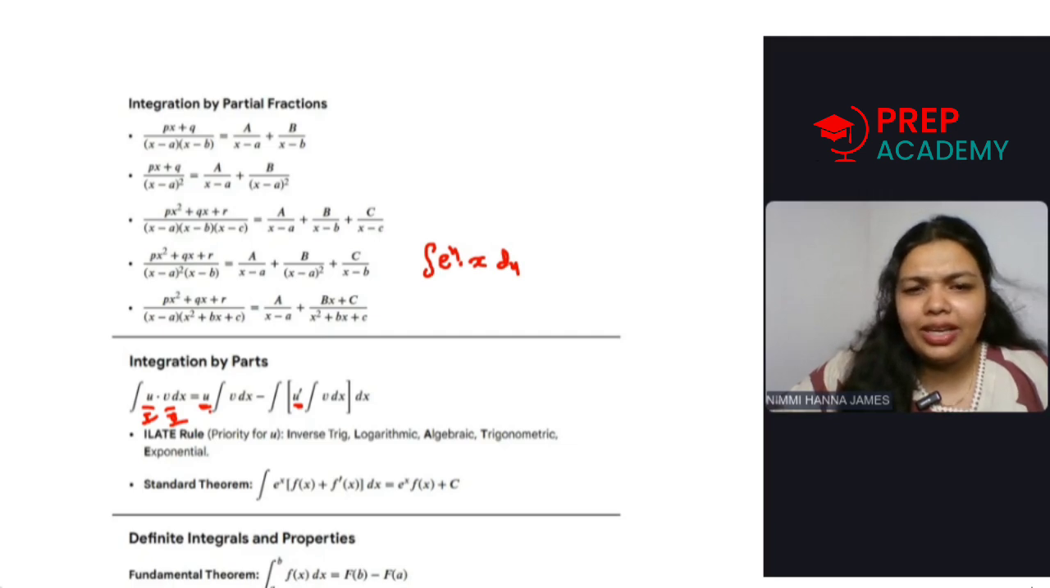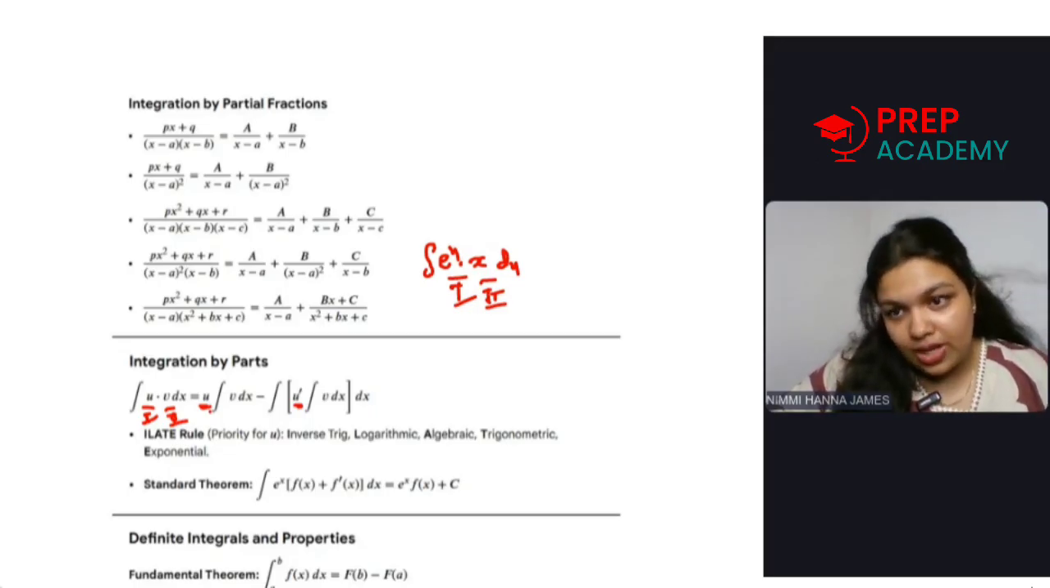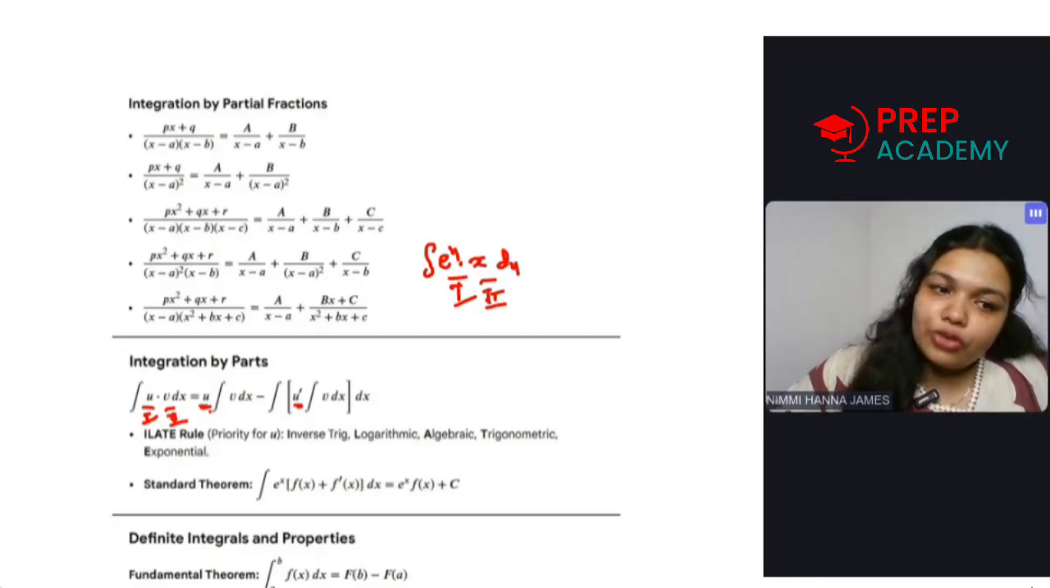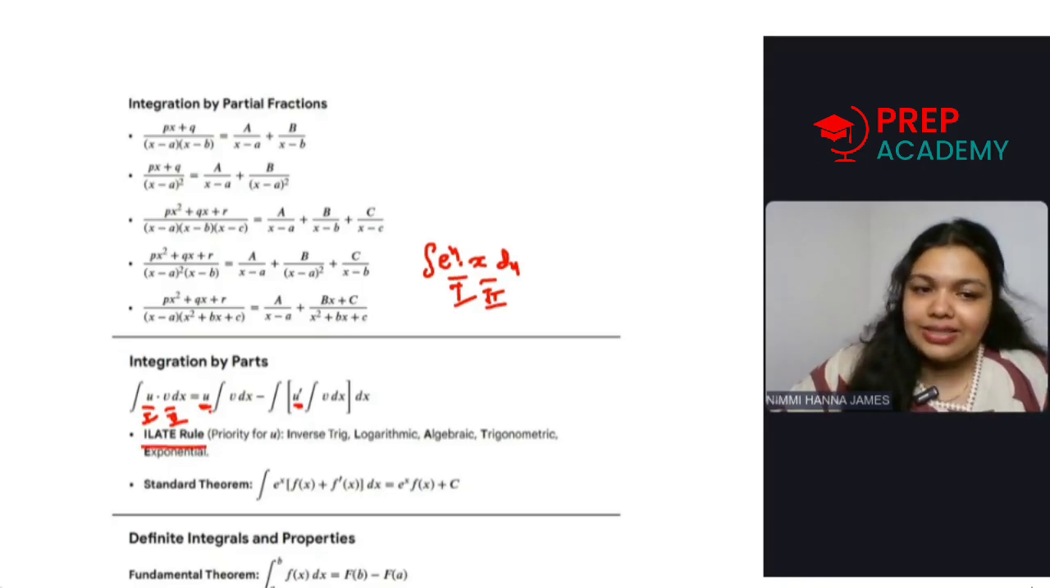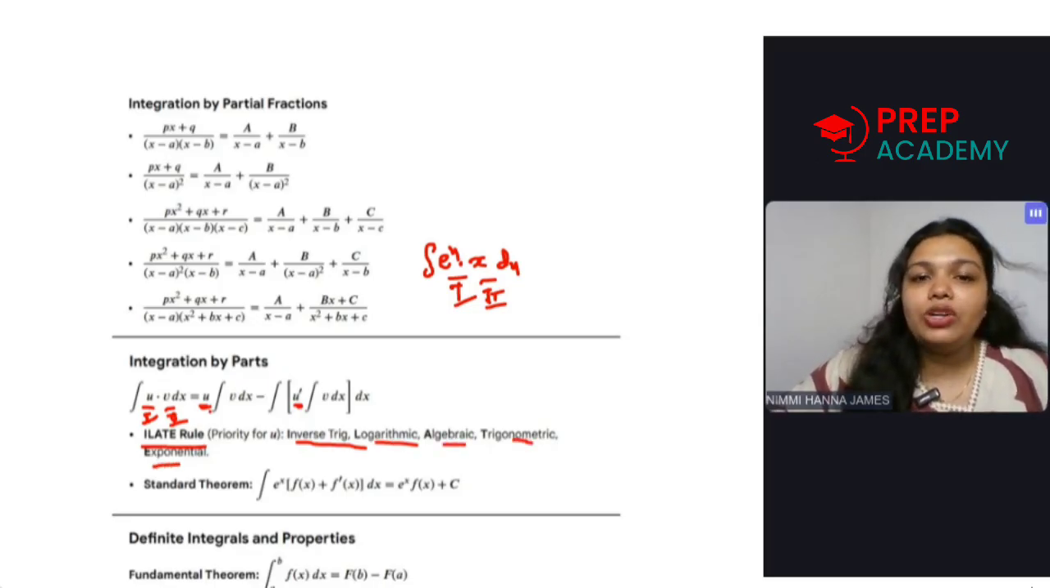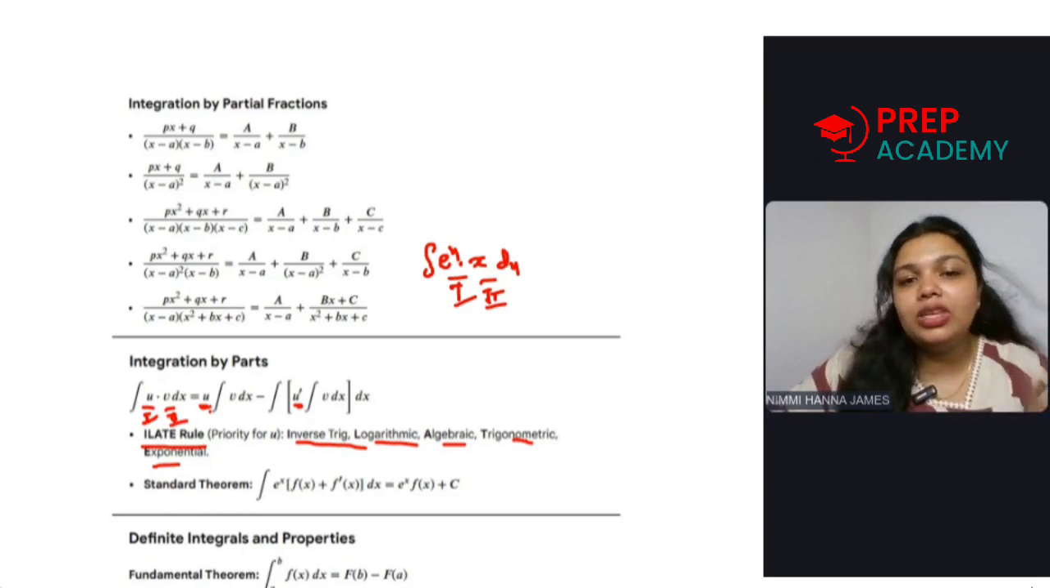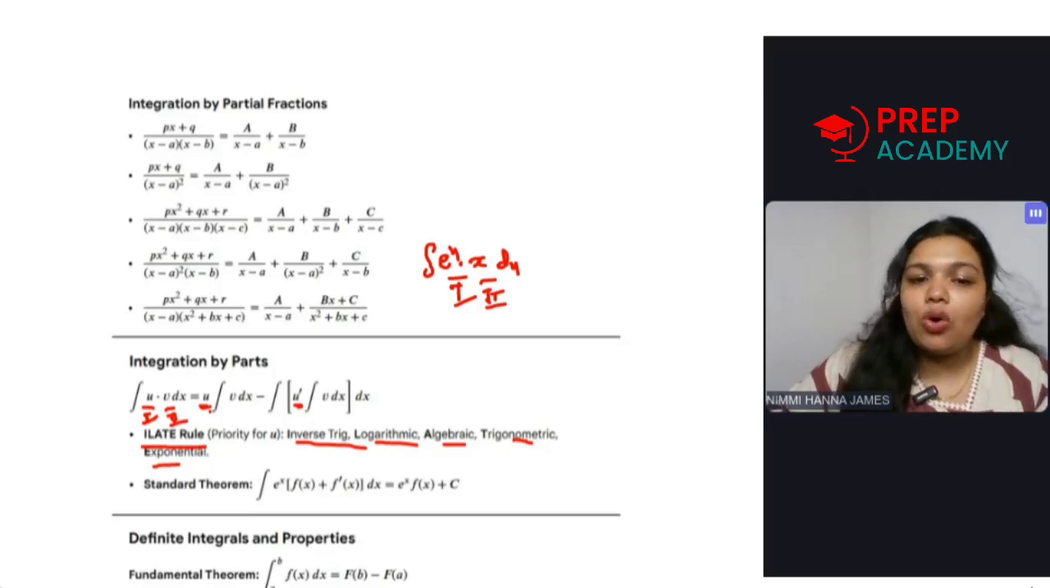We can't just randomly take one as the first function and the other as the second. We can, but we won't arrive at any useful conclusion. So we have to follow the ILATE rule, which gives the priority for which function should be first: I for inverse trigonometric, L for logarithmic, A for algebraic, T for trigonometric, and E for exponential. If one of them is inverse trigonometric, that should be the first function. So this order should go.